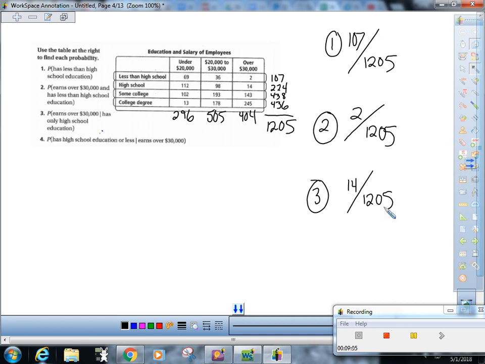Number 4, what's the probability that he has a high school education or less, given that they earn over $30,000? So this is going to be a little trickier. If we know that they earn over 30,000, so we know they're in this category, what's the probability that they have a high school education or less? So how many is that? 16. Very good.